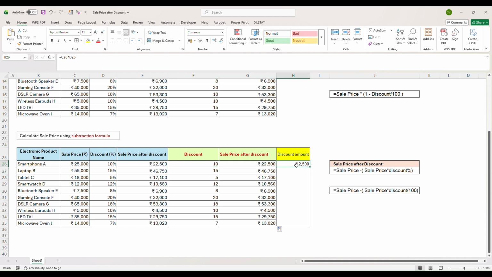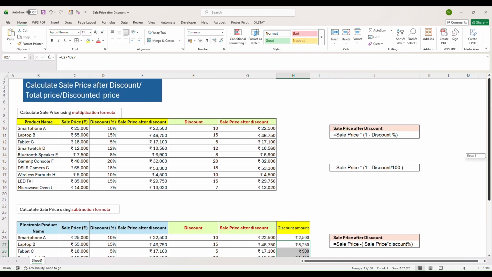Now, how to calculate the discount amount? How much was the discount amount given? For that, you will use this formula where you multiply the sale price by the discount percentage to calculate the discount amount. So here we'll do: equal to sale price into discount percentage. The discount percentage is 15%, so we'll take the reference cell D27 and then press enter. So 8,250 was the discount amount. In a similar way, you can multiply the sale price with the discount percent to get the discount amount, and just copy down the formula.